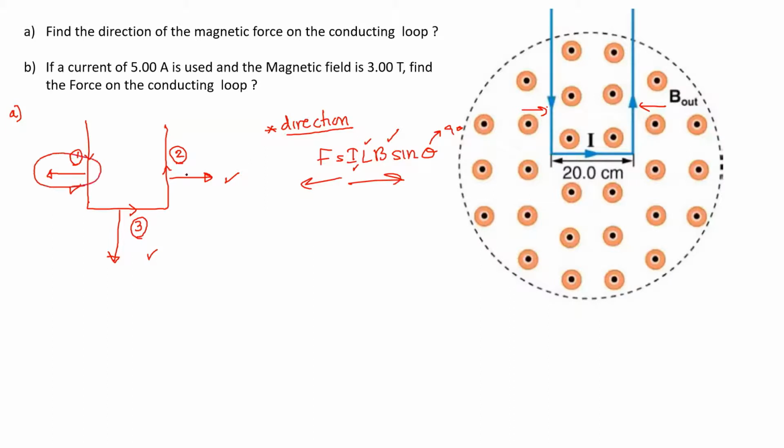This and this get cancelled, and you are only left with this, right? So your answer for part A is, find the direction. It is down, right? Downwards.